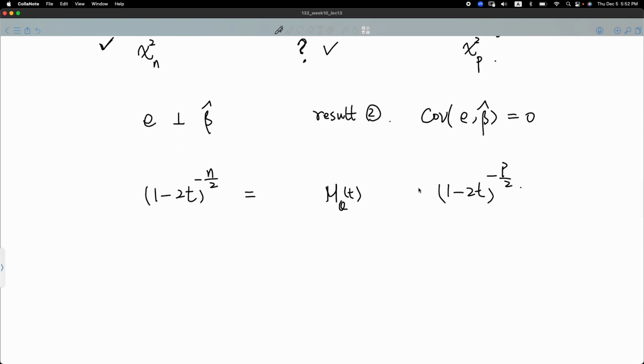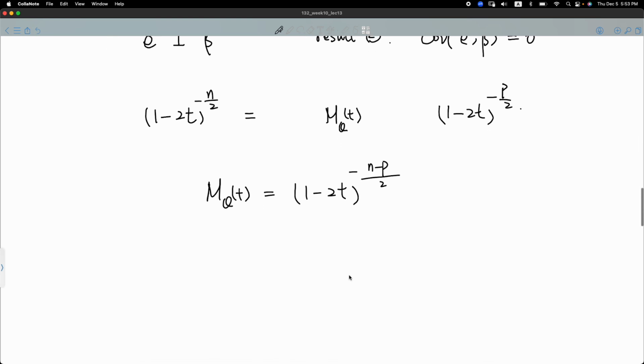So when you take the division, with this one in the denominator, you know the moment generating function is going to follow a chi-square, and the degree of freedom is just n minus p over 2, and then n minus p will give you the degree of freedom. So that means the E transpose E over sigma square should follow a chi-square distribution with degree of freedom n minus p, or n minus k plus k minus 1.